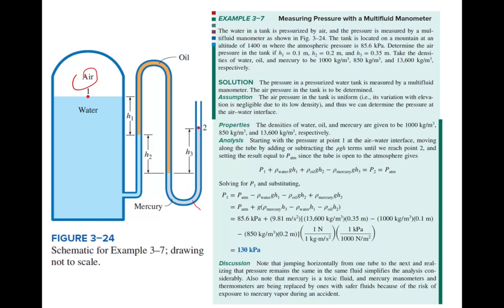The tank is located on a mountain at a latitude of 1400 where the atmospheric pressure is 85.6. Determine the air pressure in the tank if H1 is 0.1, H2 is 0.2 and H3 is 0.35. Take the density of water, oil, mercury to be 1000, 850, and 13,600 kilogram per cubic meter.